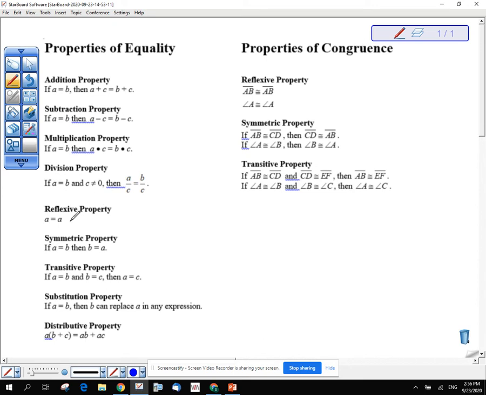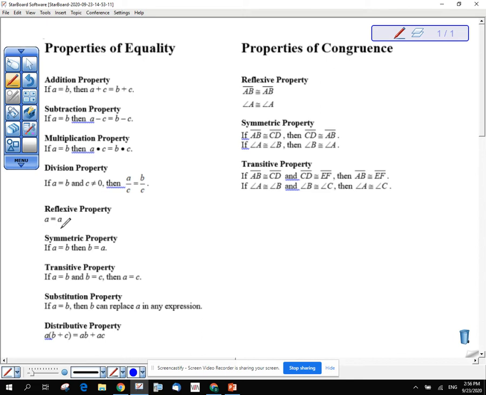The reflexive property, you might think that's dumb. Yeah, of course, something's equal to itself. Let me assure you that we will use the reflexive property over and over again in proof writing. So it's one you want to know. Reflexive property, yes, something is equal to itself. A is equal to A.